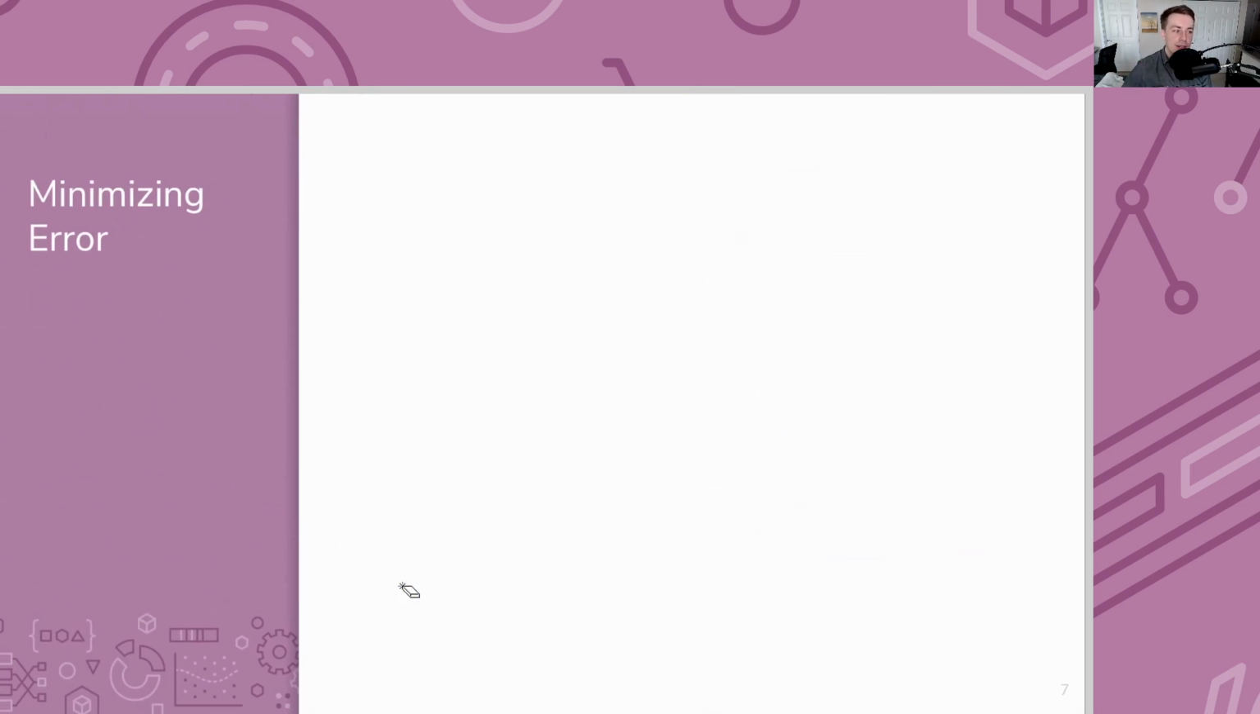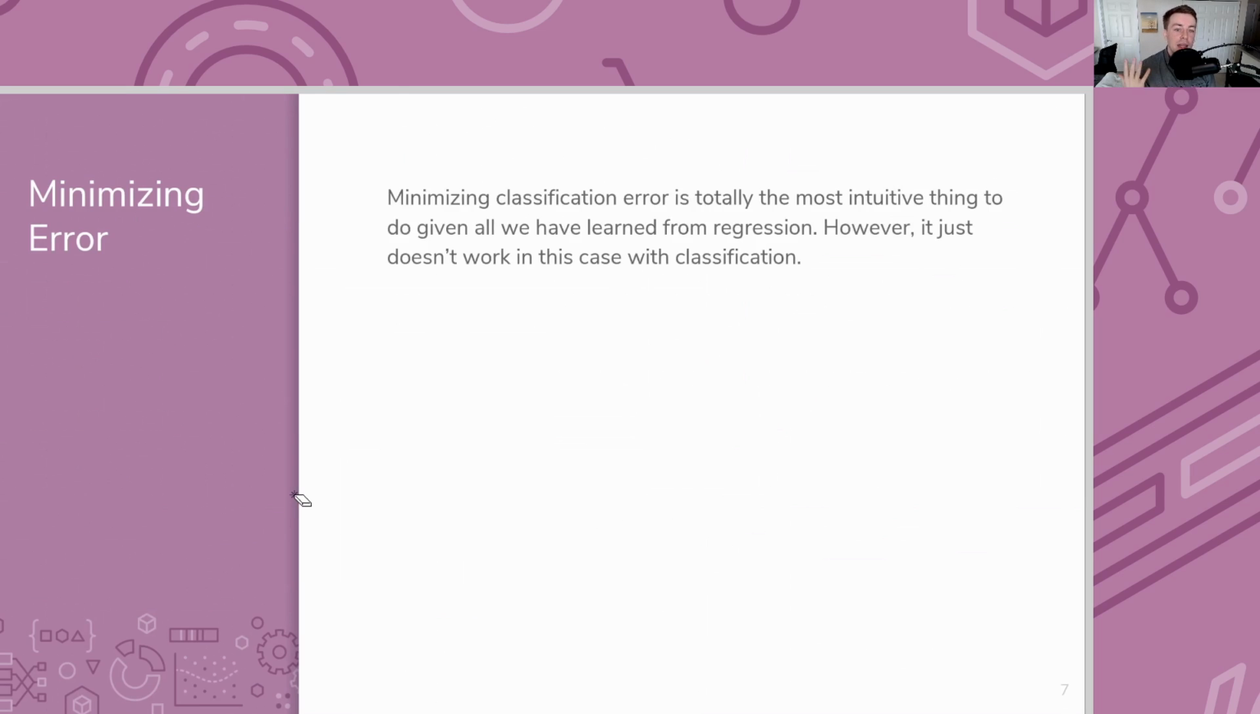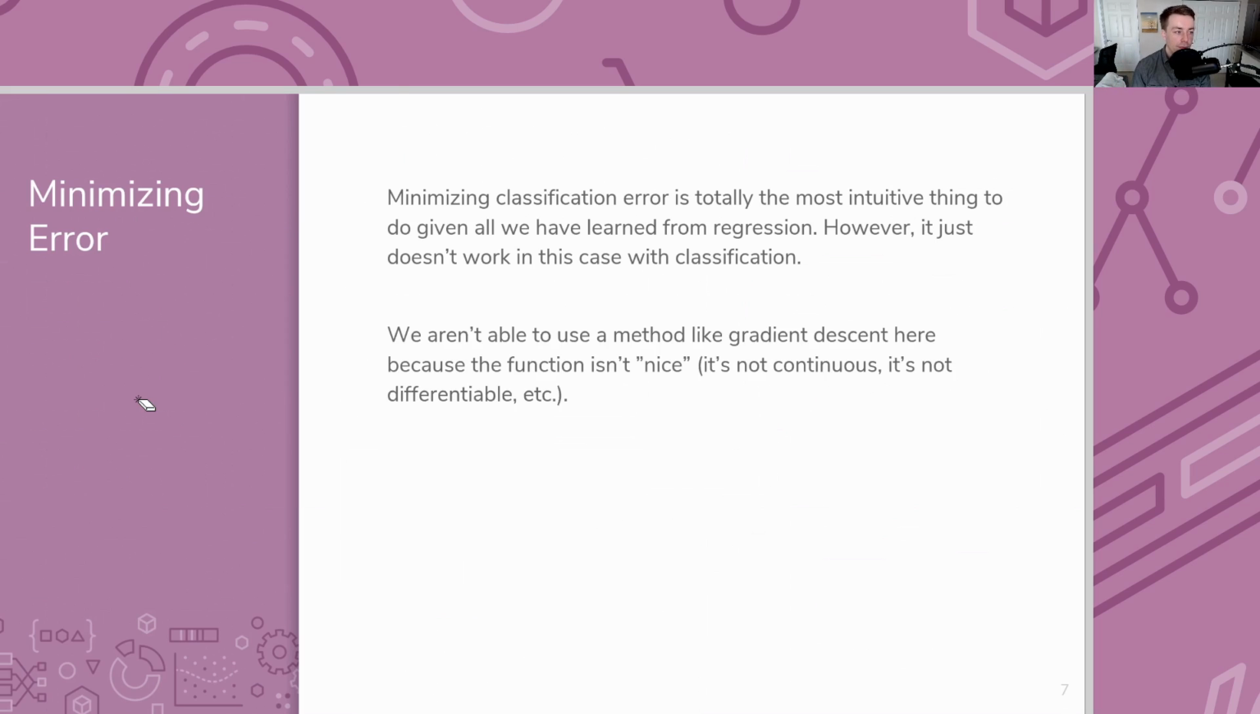And this slide is just summarizing all of the things I just said, where minimizing classification error is totally the intuitive thing to do, given everything we've learned about regression, but it just doesn't work with classification. We aren't able to use methods like gradient descent because this function's not nice. It's not differentiable. It's not continuous. It's not going to let us roll down this nice smooth hill.